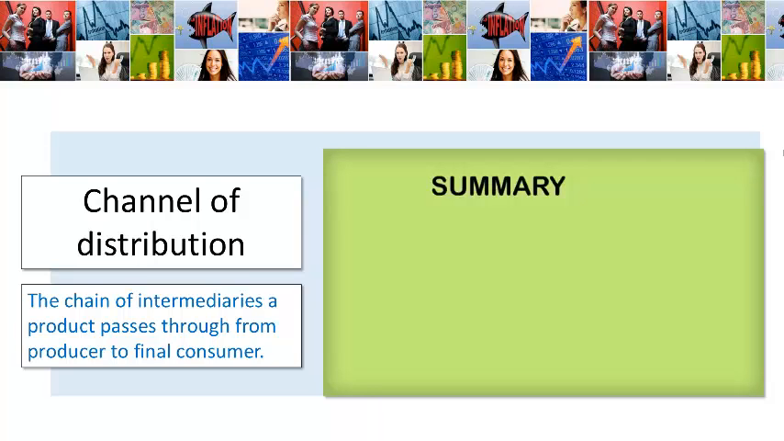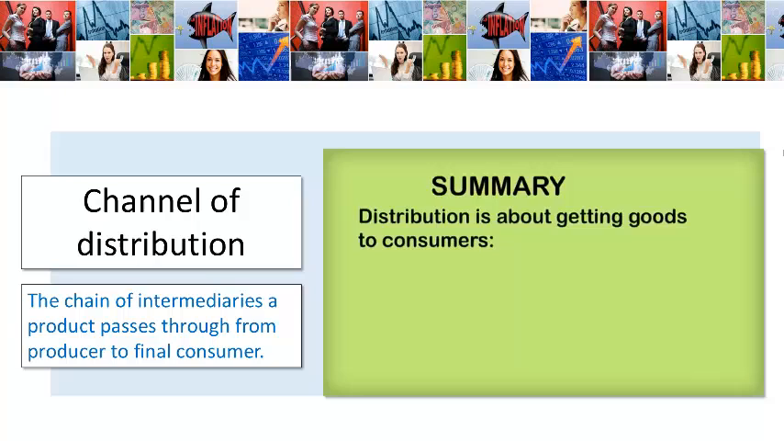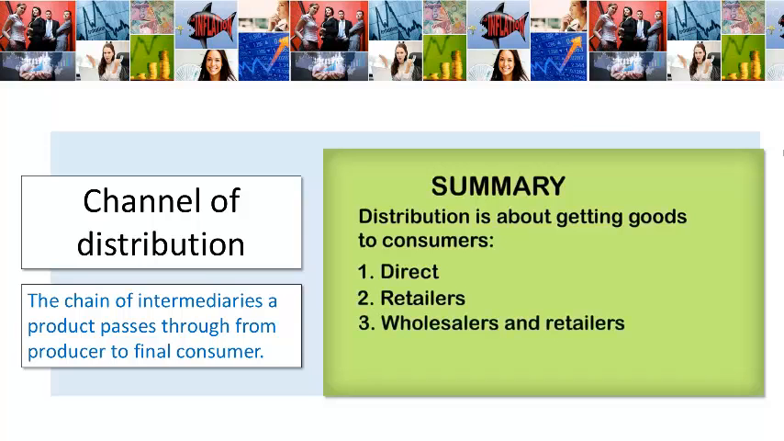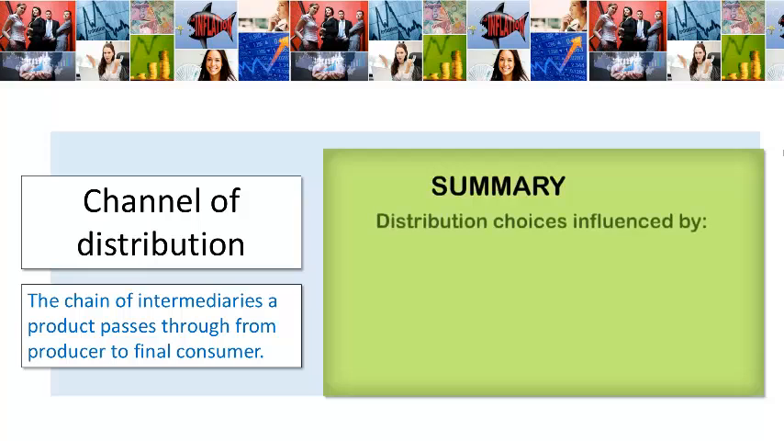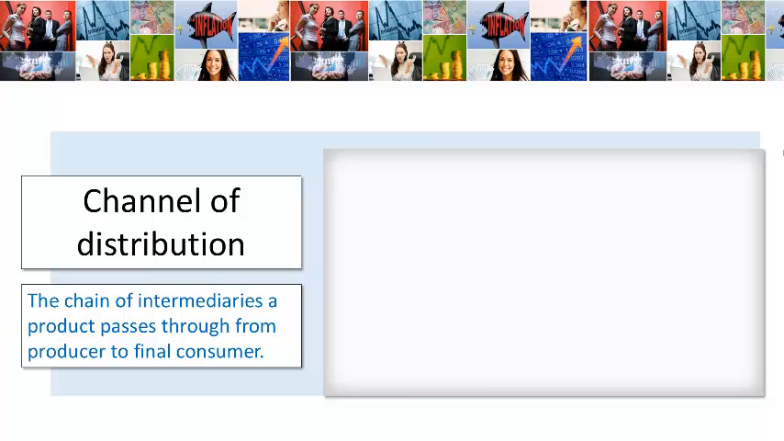So, to sum up, distribution channels are the means by which businesses get products to their consumers. There are three main types of distribution channel: direct, via retailers, via wholesalers and retailers. Decisions made about how a product is distributed are influenced by the cost of distribution, the nature of the market, and the extent to which the producer wishes to control marketing.